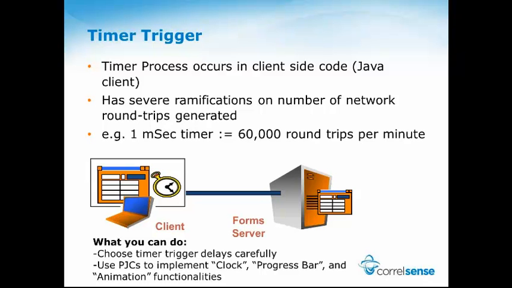Same thing with timers. In the past, we used to use timers for almost everything. Basically, what happens is those timers are just performing 60,000 round trips of network traffic. Nowadays, almost anything we use the timer for, like progress bars, clocks, animation, there are actually portable Java components to take care of those items. I suggest that before you actually use a timer, you should really think carefully.